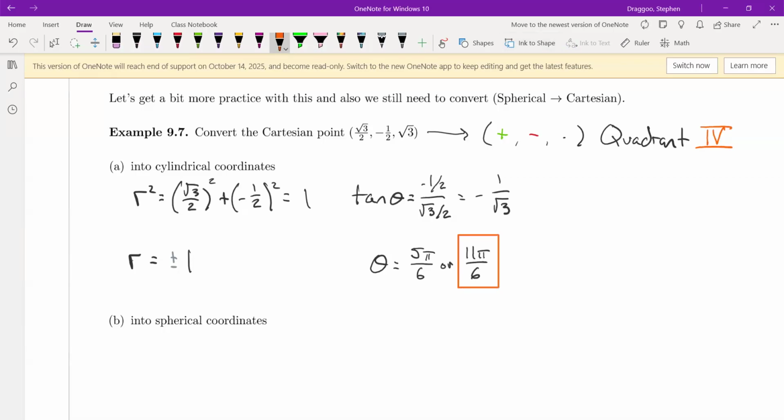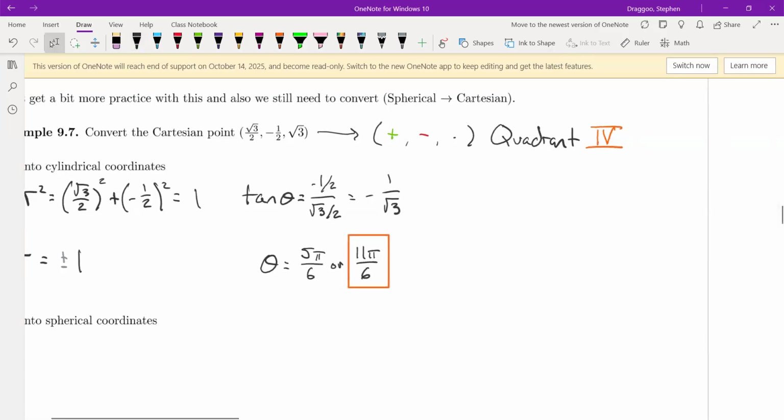So at that point, I think I've got enough to put my coordinates together. I'm looking at the point 1, 11 pi over 6, and square root 3 for z, because I don't need to transform z out of my Cartesian point. It's the same value.